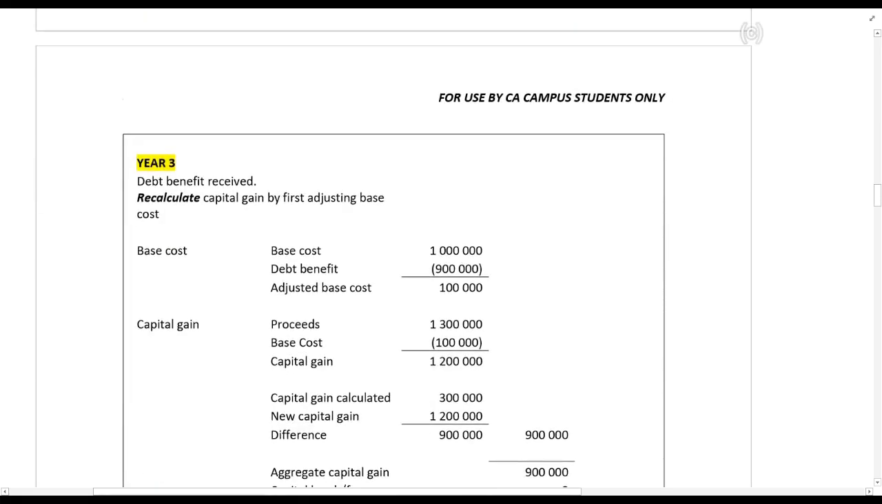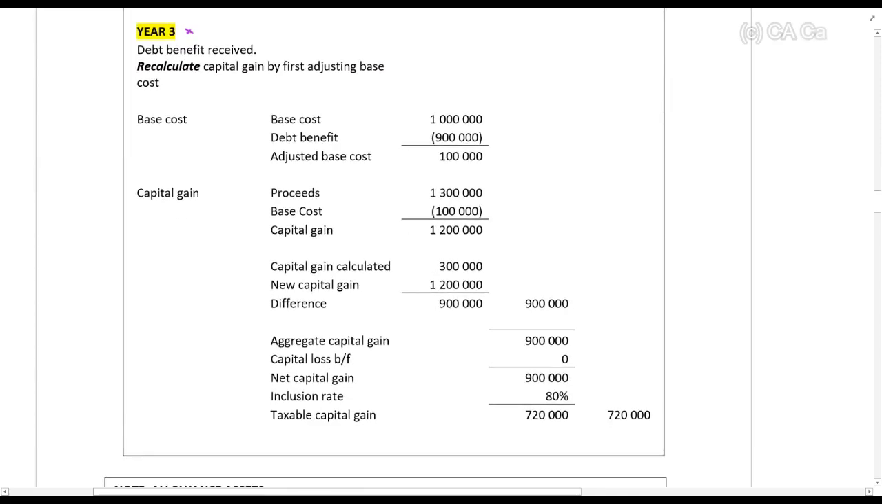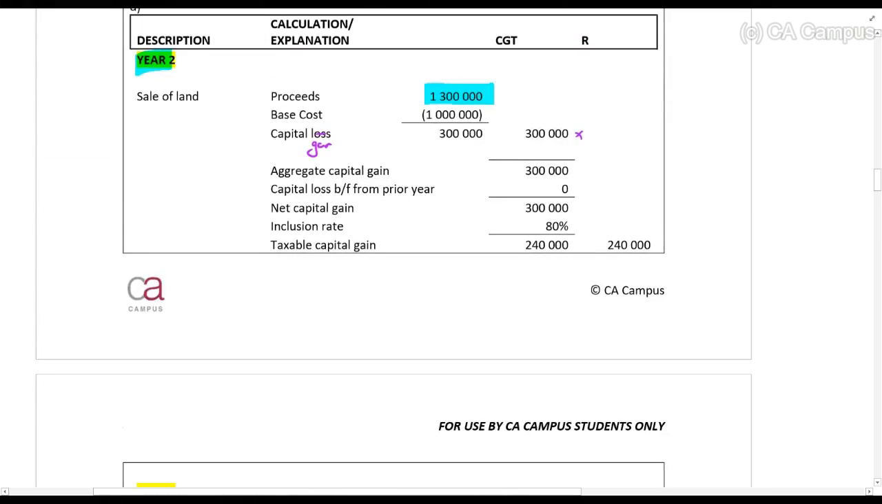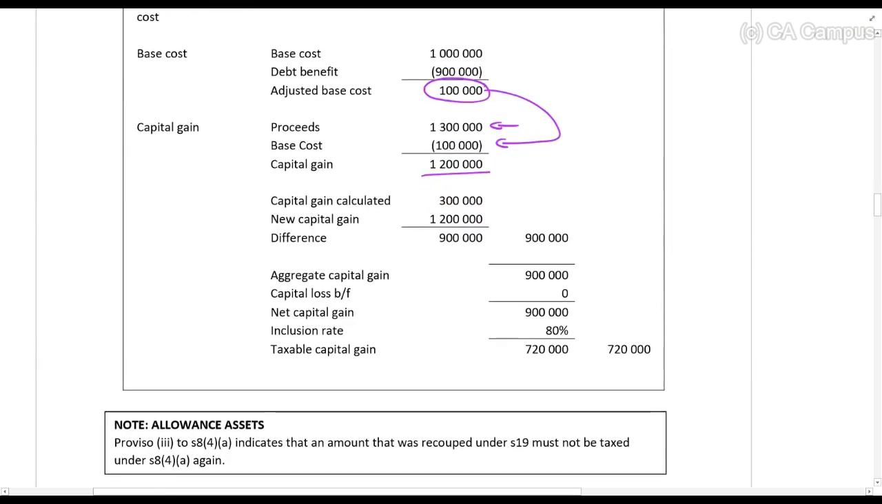If then in year 3, I have to redo it, so the first thing I'll do is I'll calculate a new base cost. I'll then say proceeds less base cost of 100,000. It gives me a capital gain of 1.2. How much recoupment did I calculate in year 1? Or capital gain, sorry, 300,000. Now I'm saying it should be 1.2, so the difference is 900,000, and that's what gets taxed.